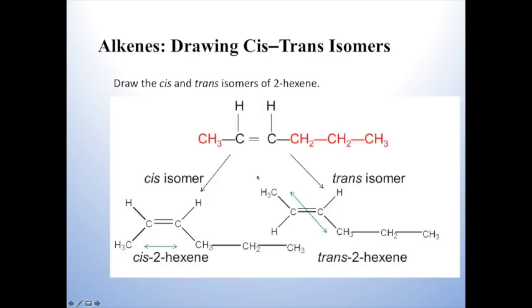These two different groups are attached to each carbon on the double bond, and therefore they can exist in two configurations. The first one, the cis isomer, occurs when the two hydrogens are pointing up and the two other substituents are pointing down. This is cis 2-hexene. And then the trans isomer occurs when you have the methyl group adjacent and opposite of the propyl group, and this is trans 2-hexene.